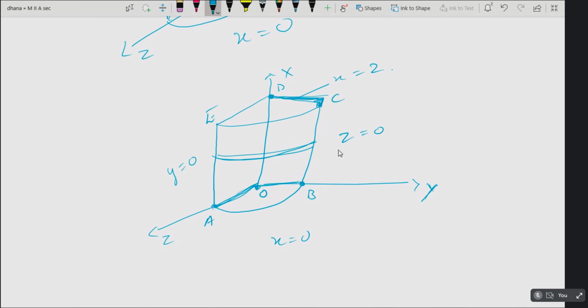Can you tell me the coordinate points? Can you tell me the point of B? 0, 3, 0. Very good. This point is 0, 3, 0. What about this point? This point is 0, 0, 3, because this is in the yz plane. It is y square plus z square is equal to 9. So these are the coordinates.